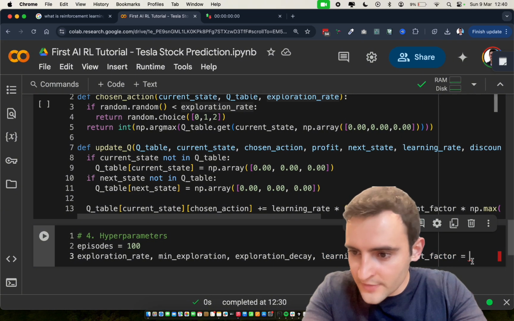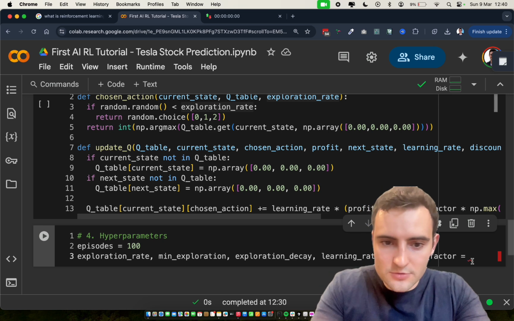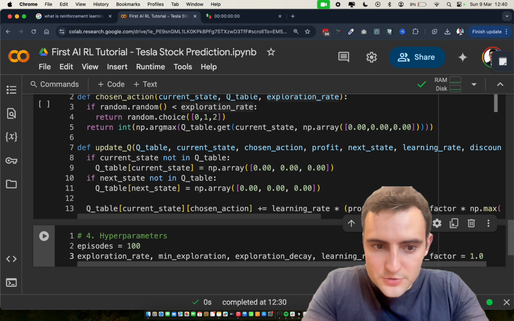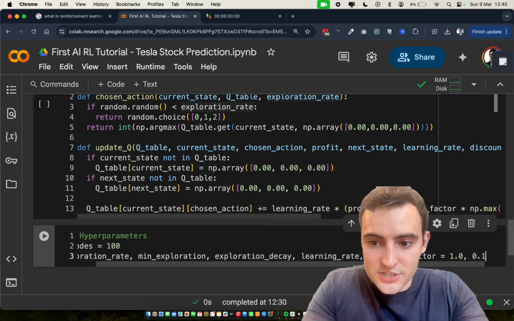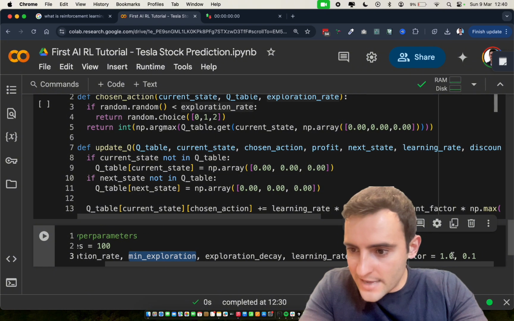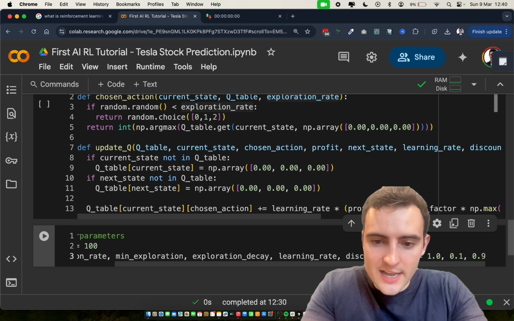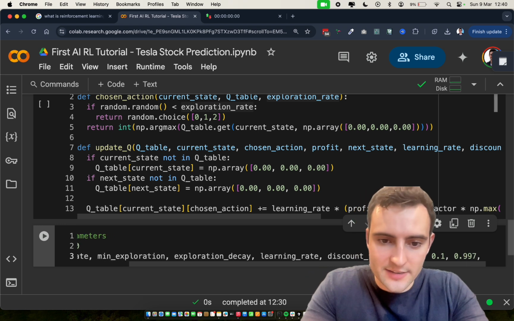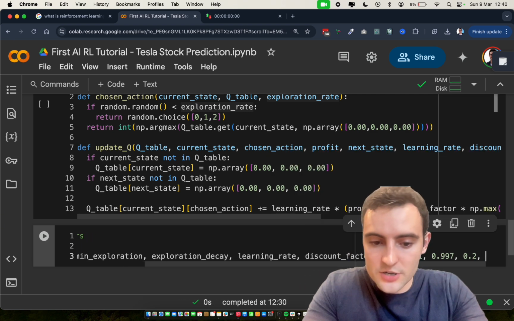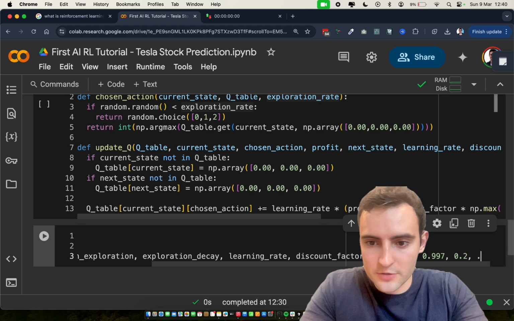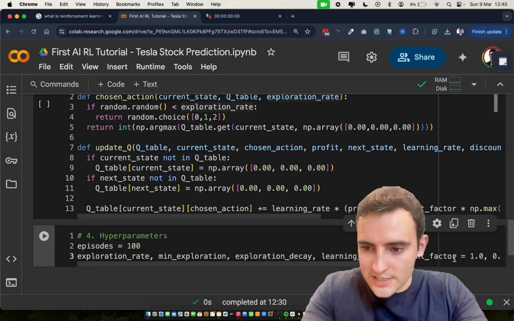the rewards. So if we define these, we're going to define the exploration rate to be 1 at the very beginning. We're going to put 0.1 as the minimum exploration, so it should always explore. The exploration decay is going to be 0.997, which means over time, it should explore less and less and rely on its own knowledge. The learning rate is going to be 0.2, the rate at which new data changes things, and the discount factor is 0.99 for rewards. So that's pretty much it.